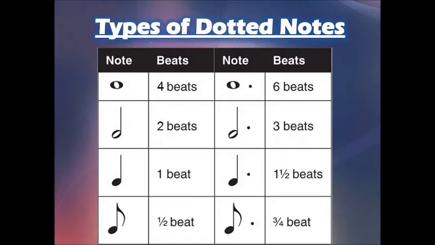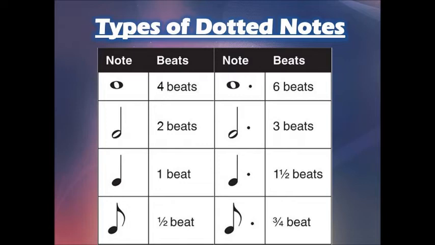Dotted notes. Dotted notes simply means adding half of the note's value to a note. A dotted semibreve becomes 6 beats from 4 beats. A dotted minim becomes 3 beats from 2 beats. A dotted crotchet becomes 1.5 beats from 1 beat. A dotted semiquaver becomes 3/4 beat from half a beat.